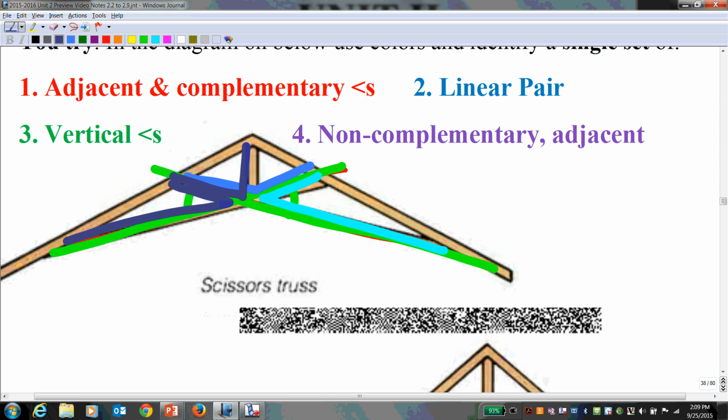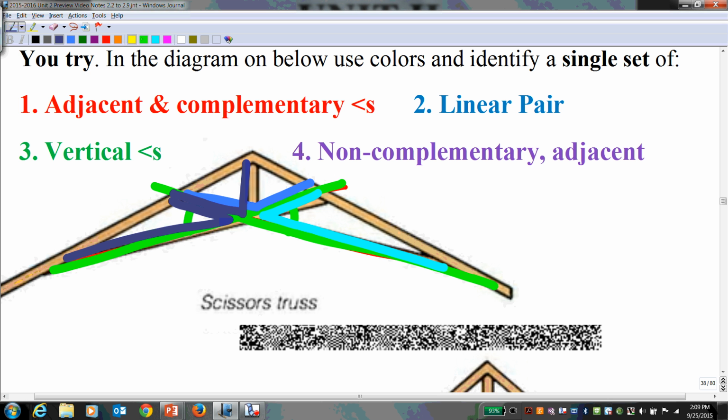Adjacent and non-complementary, in this case, would be these two angles, the yellow angles. Notice those yellow angles, they're adjacent. Let's put them in purple, that's what they're supposed to be. And they're non-complementary.